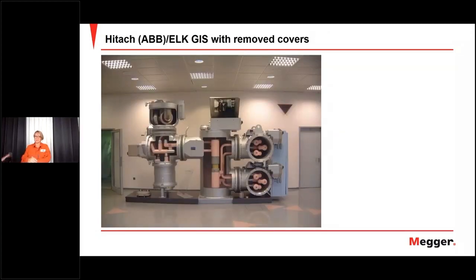Here you can see another type. It's an ABB circuit breaker or switchgear, and you can see that they have removed some of the covers to show us the interior. And there you can see that all three phases are in the same pipe, in the same cover enclosure. That is not always the case, but normally on lower voltages, they are all in the same compartment.